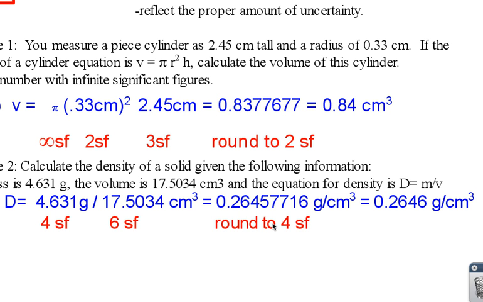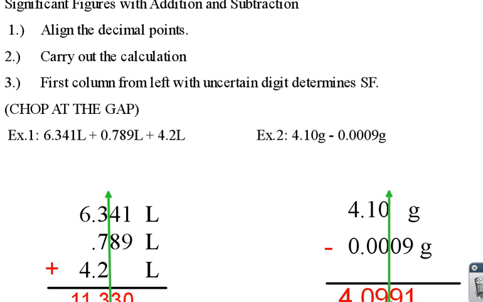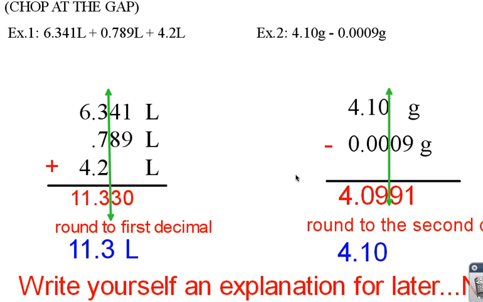Okay, now we're going to move on to addition and subtraction, which has a drastically different rule than multiplication and division. With addition and subtraction, I want you to line up the decimal points. Then you carry out the calculation, and then you figure where the uncertainty begins. So look at this. I've lined it up, and the uncertainty begins right here after this 2. We don't know what's after the 2. It's not necessarily a 0.